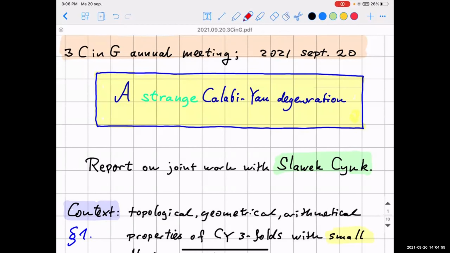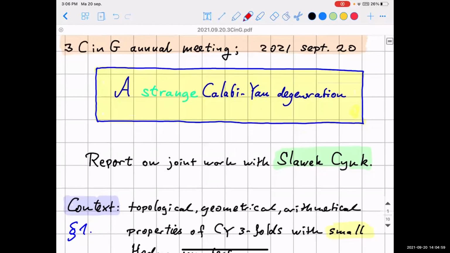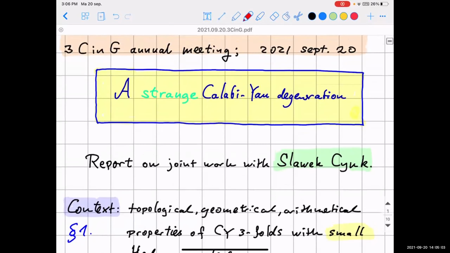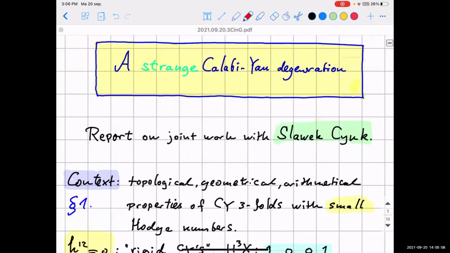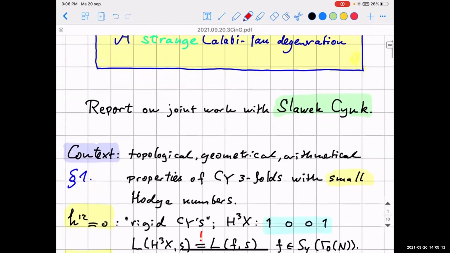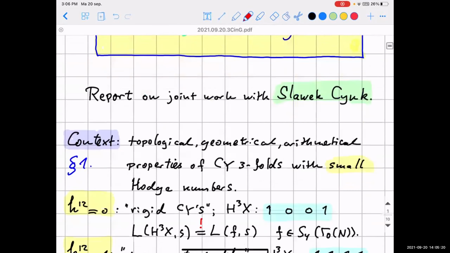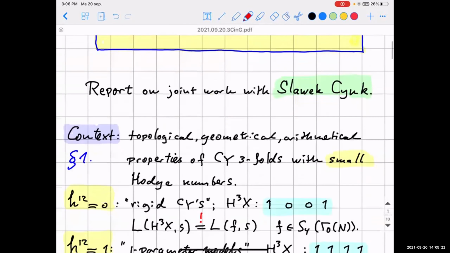So it is work done jointly with Slavik Zink from Krakow, and it's part of my long-term interest in topological, geometrical, arithmetical properties of Calabi-Yau threefolds with small Hodge numbers. Probably an interest shared by many of you.